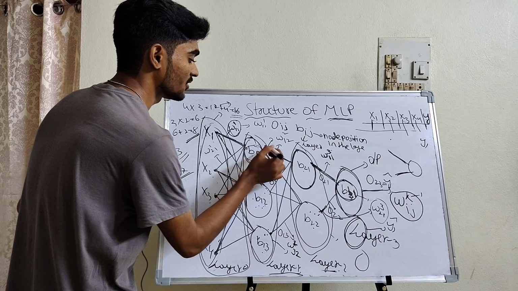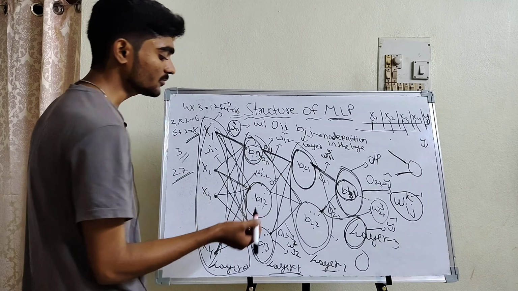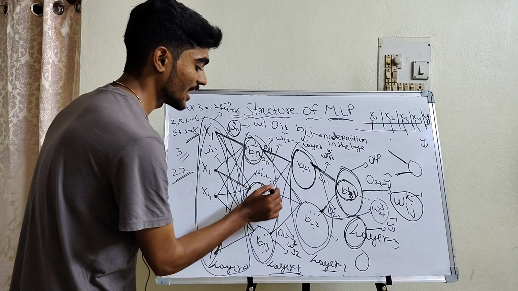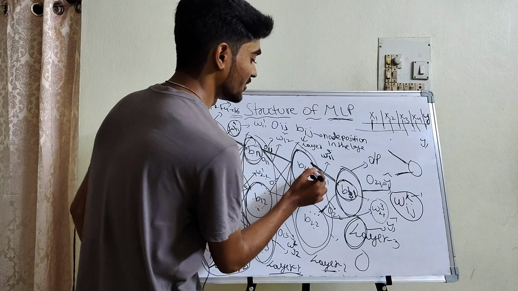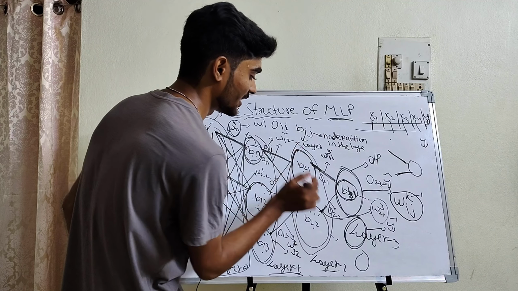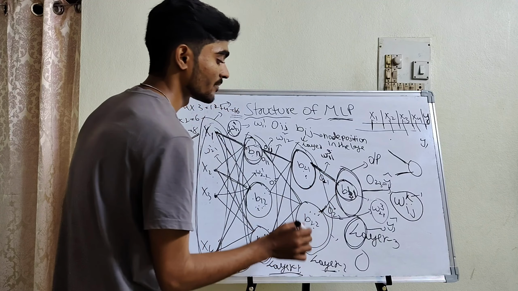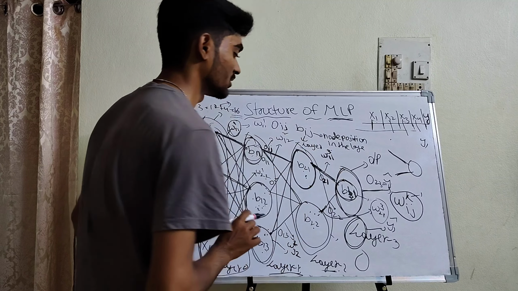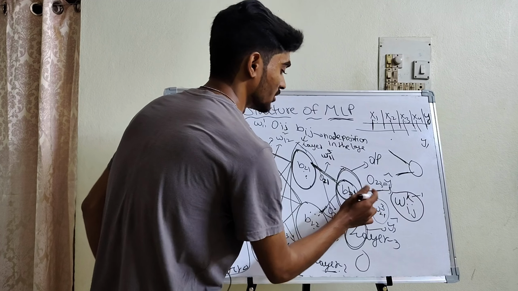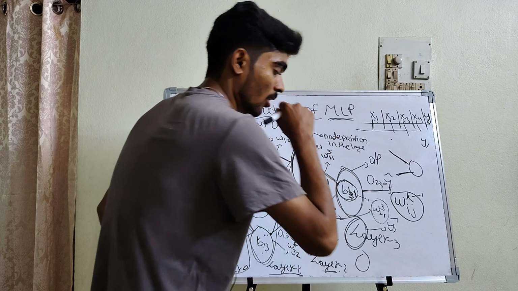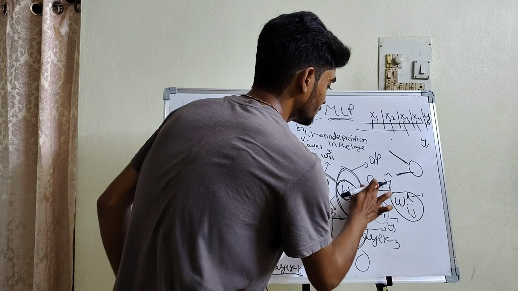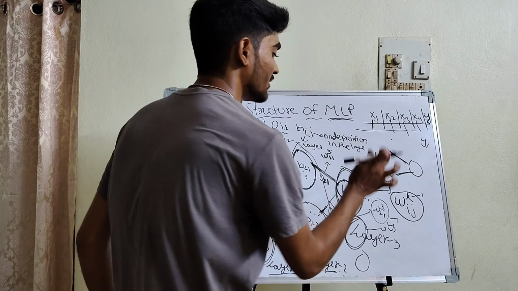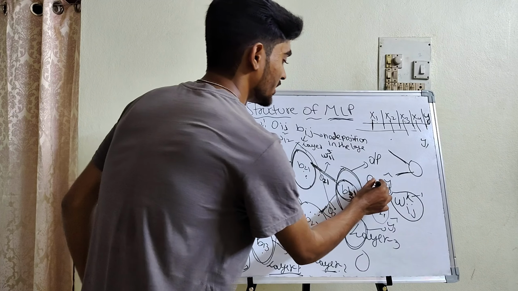So it is O11. For this node, O12, it is in the first layer and second position. Now for this node, it is in the second layer and in the first position. Now for the output of this node, it is in the third layer and it is in the first position. So it is O31.